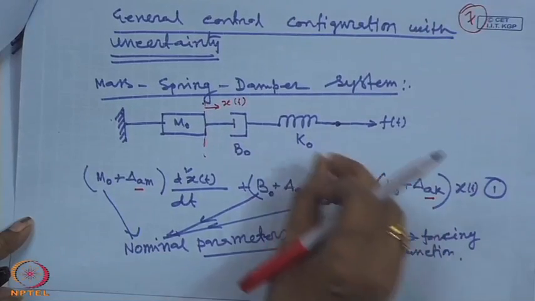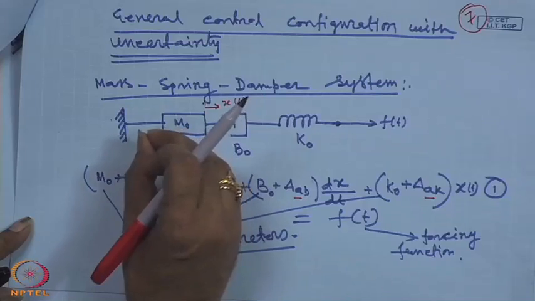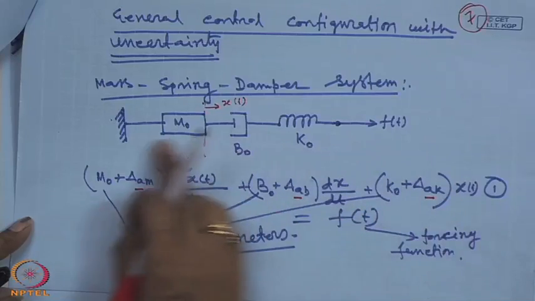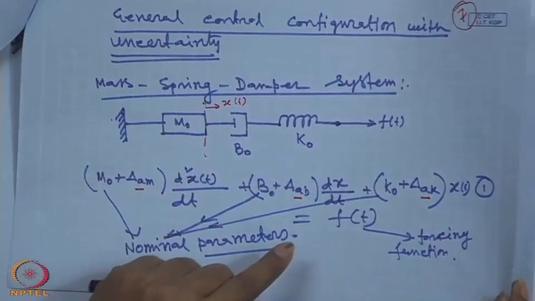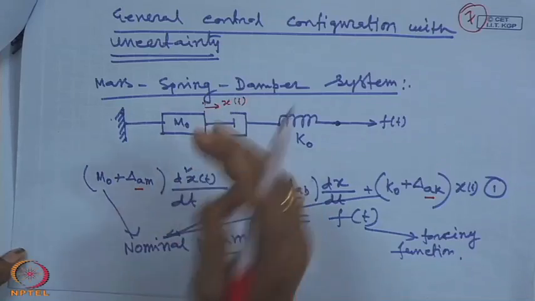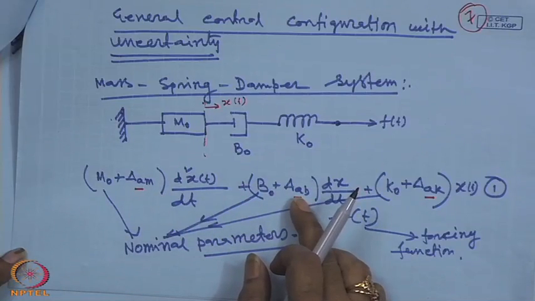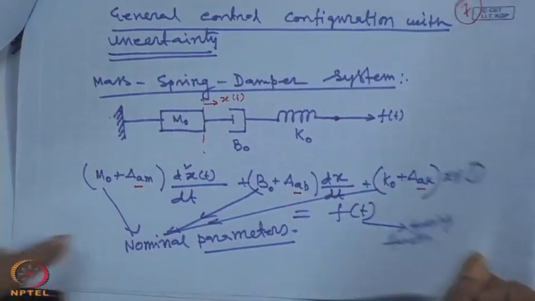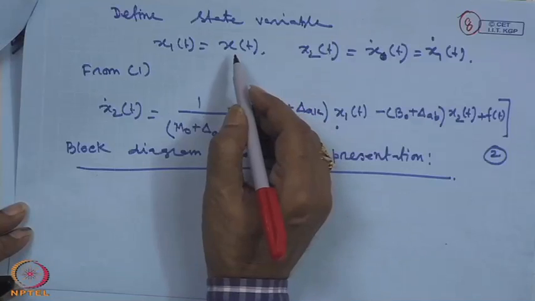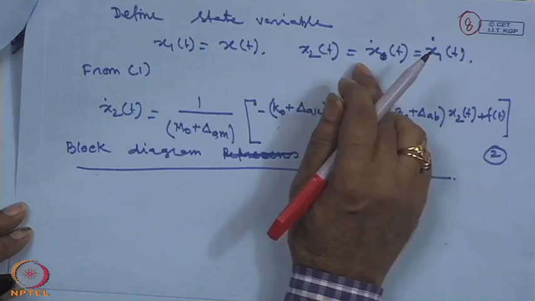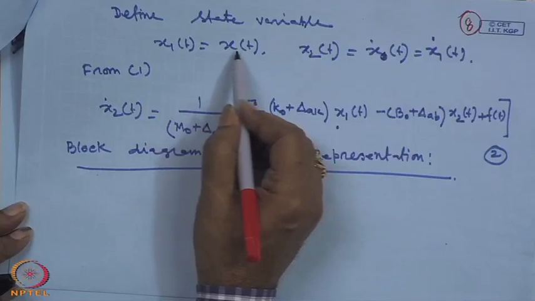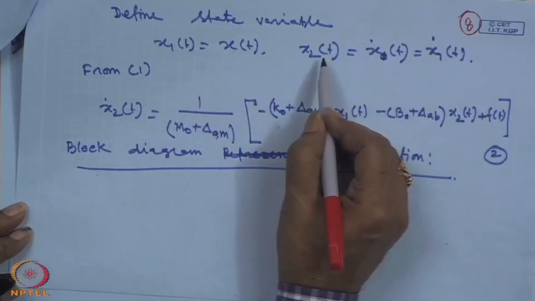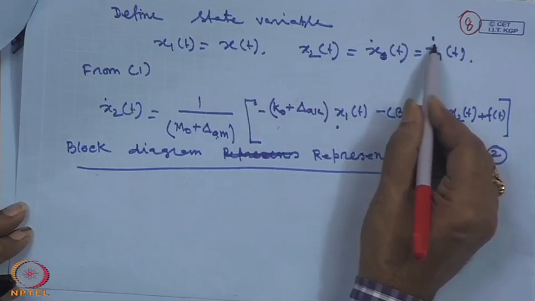So, naturally when you give an input, before it comes to steady state, there will be dynamics involved, and the dynamic equation is described by this one. So, this I can easily convert, our main aim is to take out delta A M, delta A B, delta A K from the plant model, and separate them from this model. So, we define the state variables: x is the displacement, x dot is the velocity, x double dot is the acceleration. So, the displacement of the object is x 1, the new state variable, x dot is x 2, and x 2 is nothing but x 1 dot.